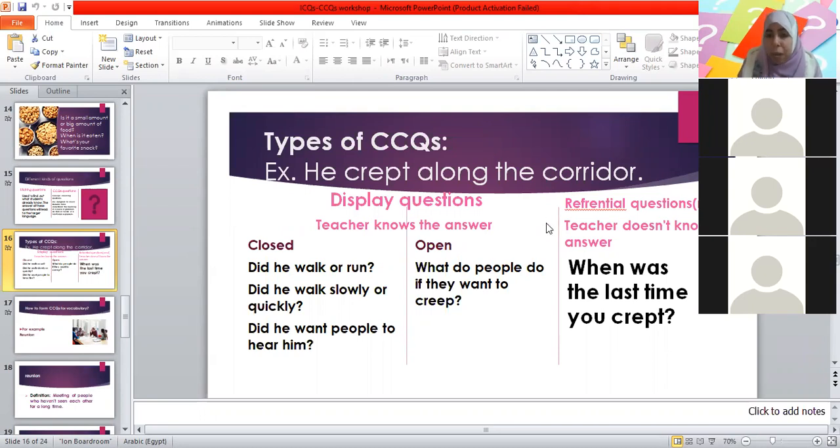So here we have two kinds of questions: display questions and referential questions. If it is yes/no questions, it's closed. If it is WH questions, it's open. Closed and open are display questions, where the teacher knows the answer. But with referential questions, the teacher doesn't know the answer. Okay, so let's apply that.